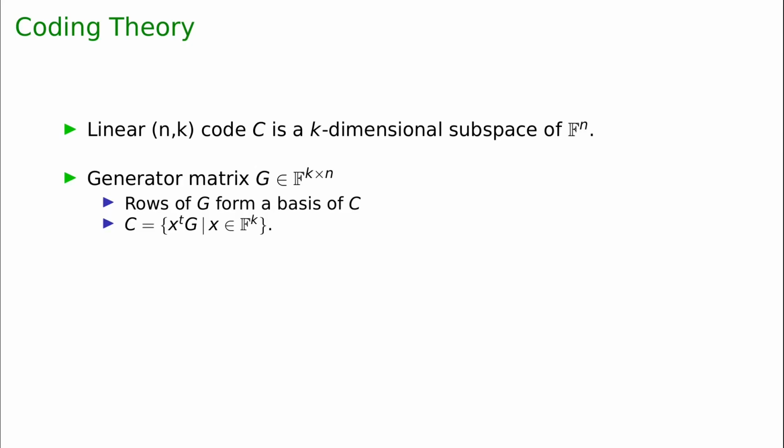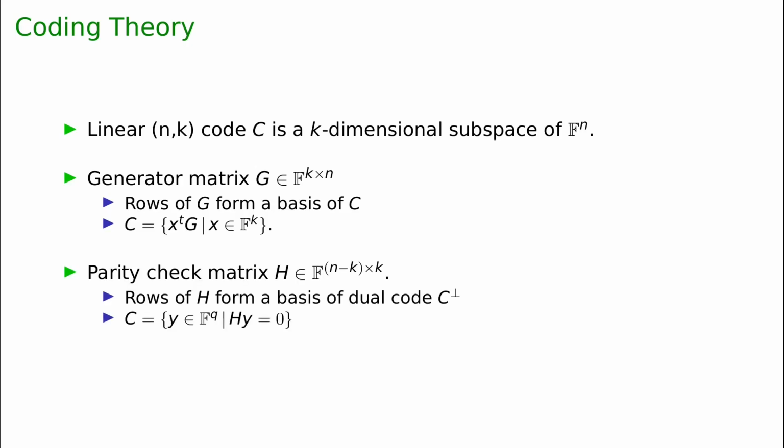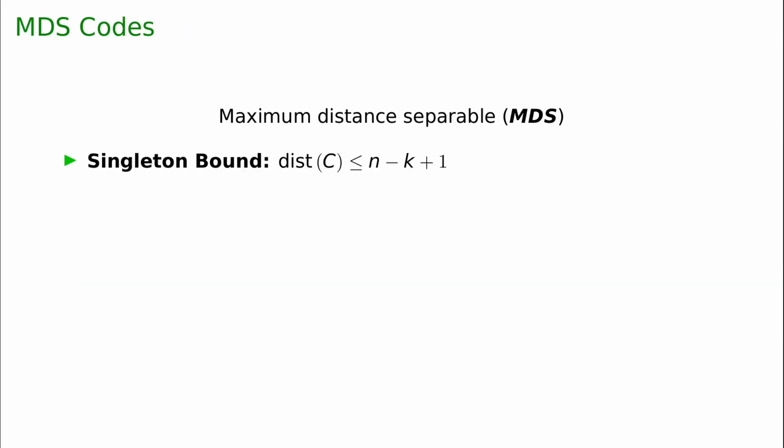The most common way to represent a linear code is by a generator matrix. The rows of the generator matrix form a basis of C, so it is a k by n matrix. Dual to the generator matrix is the parity check matrix, where the rows of this matrix form the basis of the dual code. Another way to think of the parity check matrix is that its right null space is the original code. An important family of codes are maximum distance separable codes.